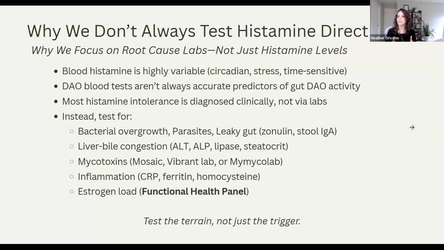So these are our root cause labs that we want to look for: the stool testing, so we can check for bacterial overgrowth, parasites, secretory IgA, zonulin, looking at that bile flow. So liver enzymes, lipase, steatocrit, different mycotoxin testing we can use, inflammation markers, and then estrogen load. The functional health panel that Access Med Lab has provided for you has all of the blood markers that I like to check for.